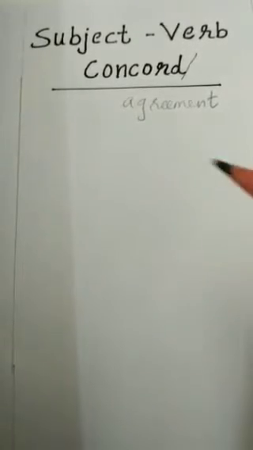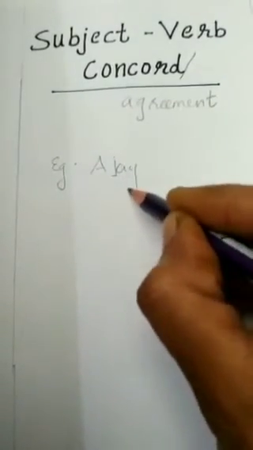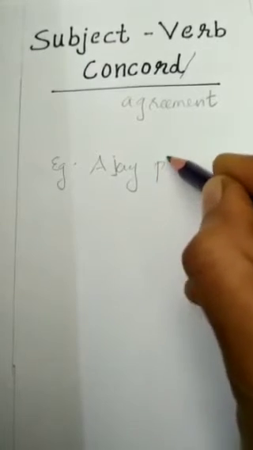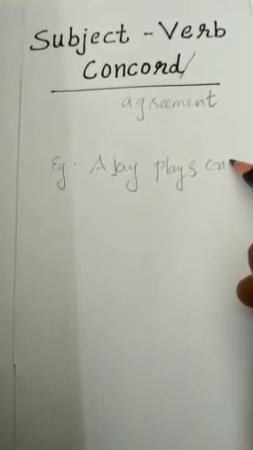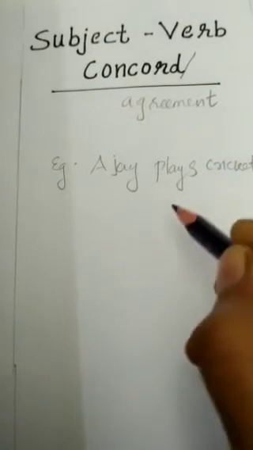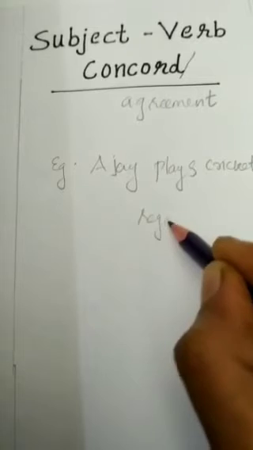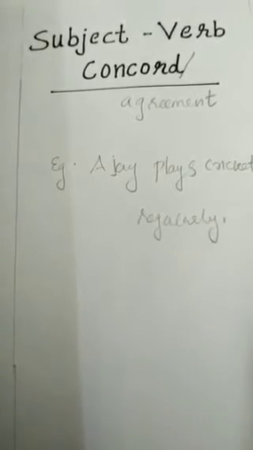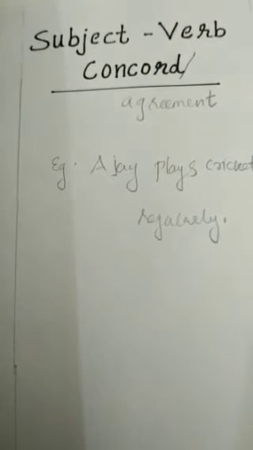For example, Ajay plays cricket regularly. Okay, this is one sentence. It is: Ajay plays cricket regularly. So how to identify the subject in the sentence?